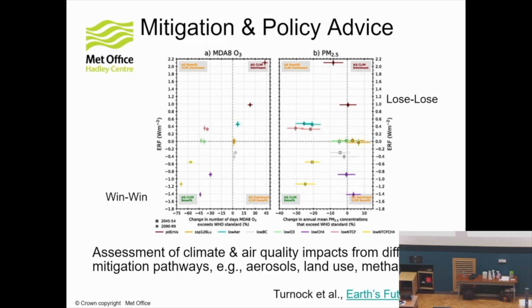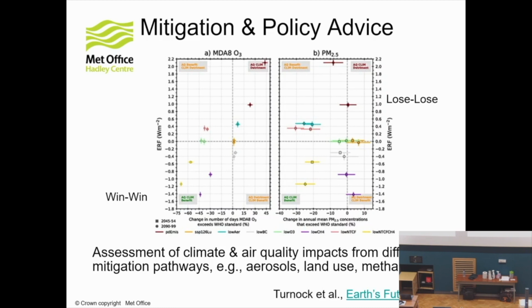And what we've done in this plot here is the y-axis here is the impact of these mitigation measures on the Earth's radiation balance. So it gives us an indication of the climate impact. And on the x-axis, in this plot on the left, which is for ozone, is showing the change in the number of days of this ozone metric that relates to a World Health Organization standard. So anything positive here is an increase in exceedance days, so representing poor air quality. Anything negative here is representing an improvement in air quality.